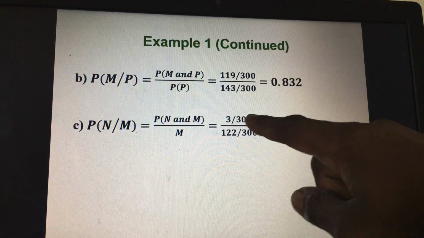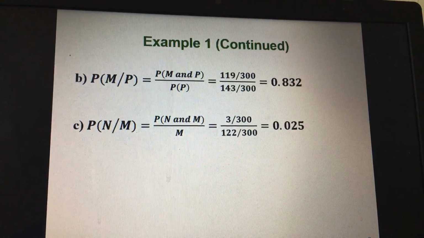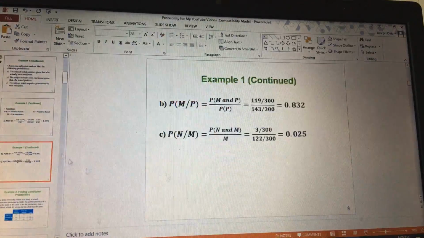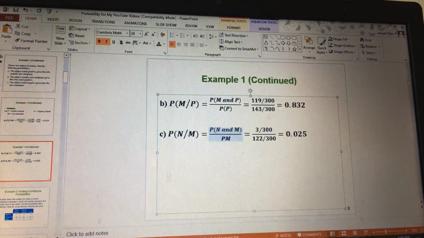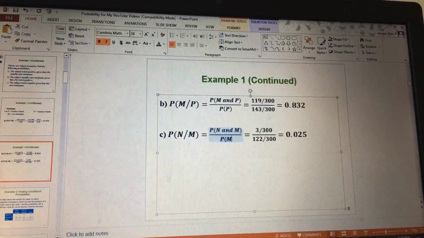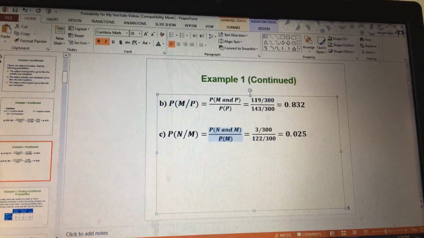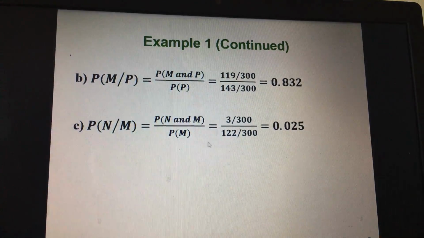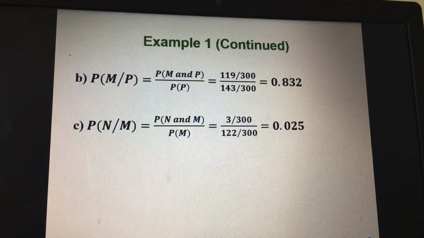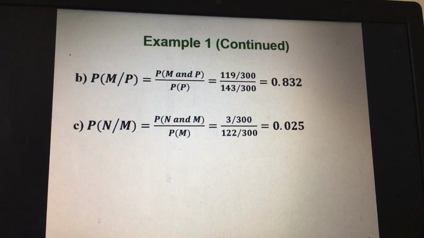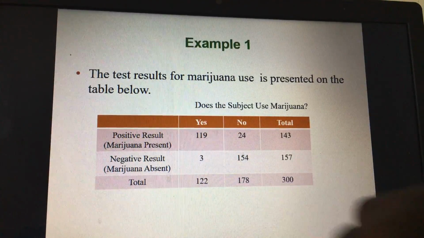So you can have it here: 3 out of 300 divided by the probability that he uses marijuana. I forgot to put this in here, let me put it here. That gives us this value here, divided by the probability of marijuana, which, as you know already, I'll go back here, is 122.